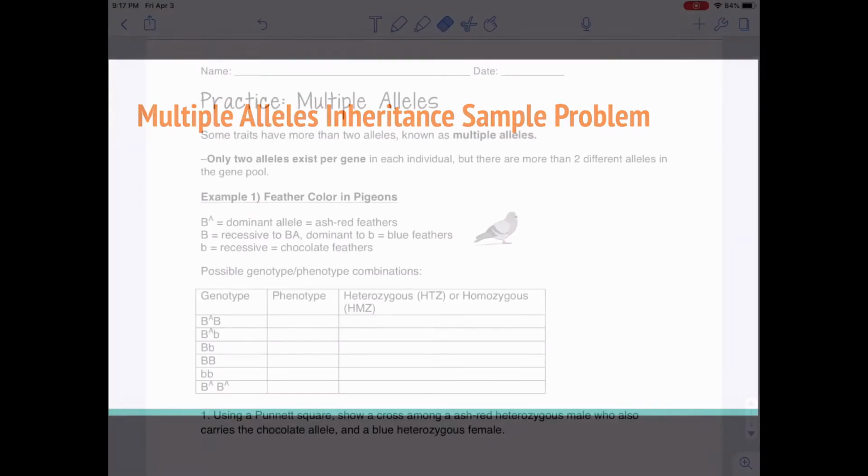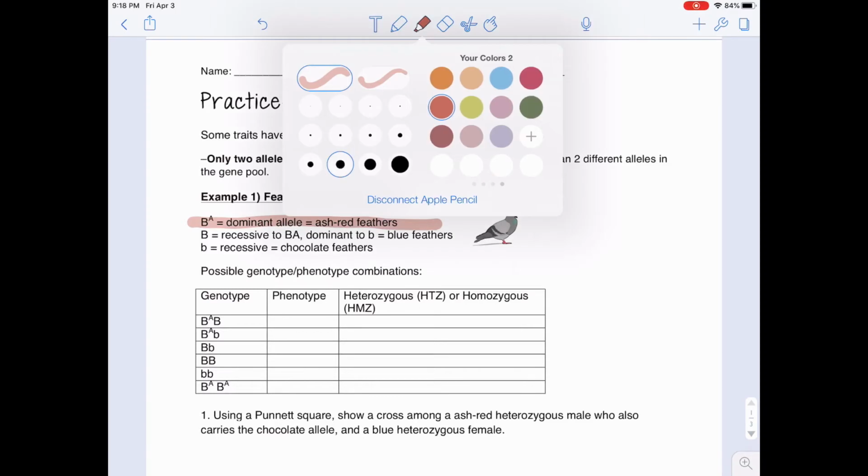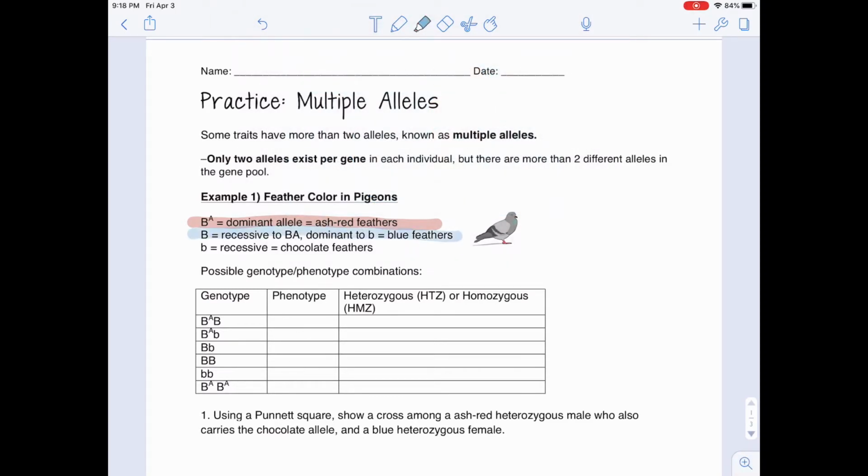Now let's take a look at some multiple alleles inheritance sample problems. Example 1, feather color in pigeons. The allele B^A is the dominant allele, and the phenotype is red feathers. And the big B allele is recessive to B^A but dominant to small b, and the phenotype is blue feathers. And the small b allele is the recessive allele, and the phenotype is chocolate feathers.